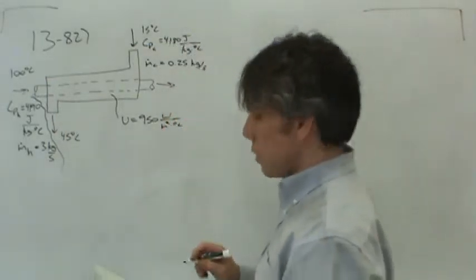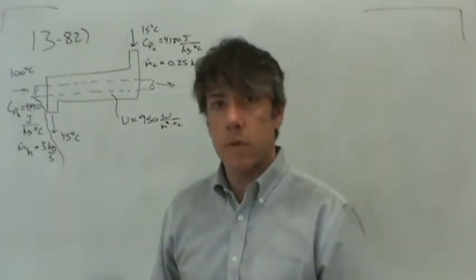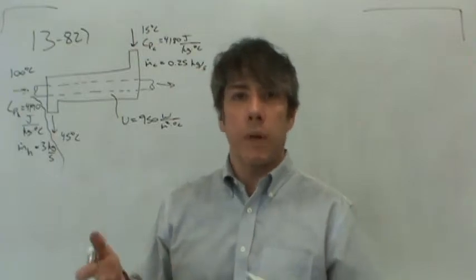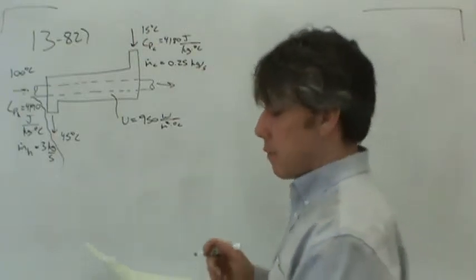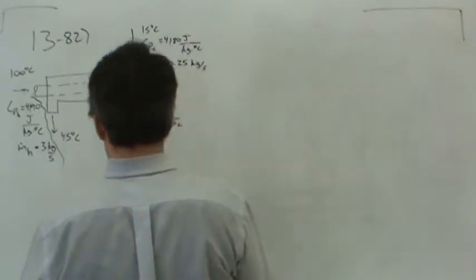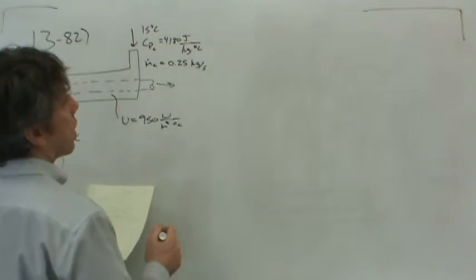But we're going to solve this using the effectiveness number of transfer units method. Now, the effectiveness number of transfer units method revolves around finding the effectiveness and the number of transfer units to solve the problem. To find these things, you need a couple of other pieces of information along the way. One in particular is the capacity rate.